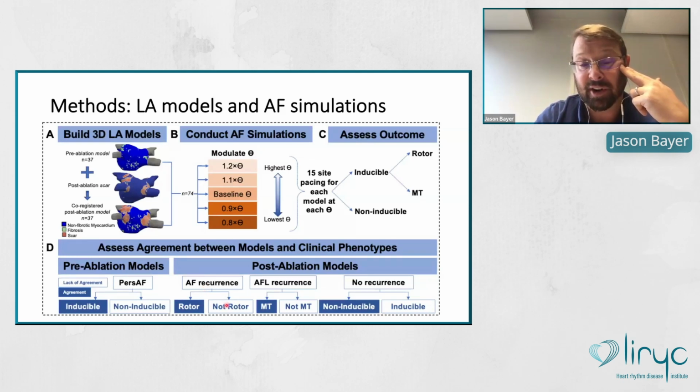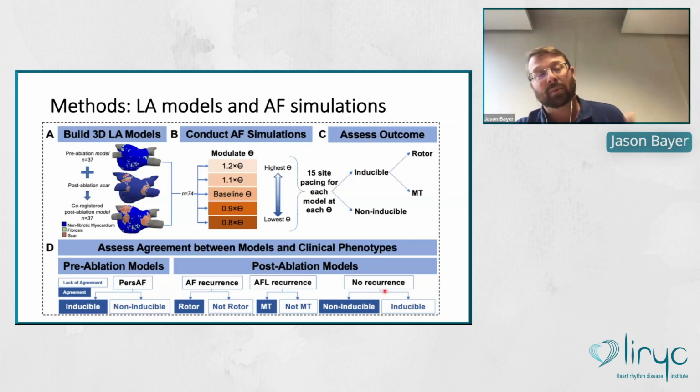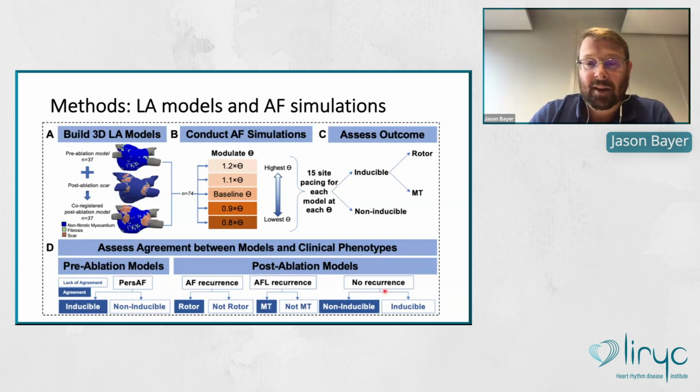Again, was it a rotor or not a rotor? Then for the cases where they had the atrial flutter, was it a tachycardia or not? Did it agree? And in some cases where there was no recurrence at all, could they also reproduce that?